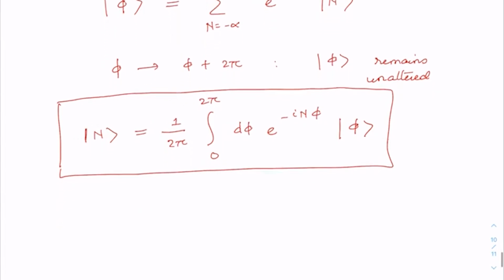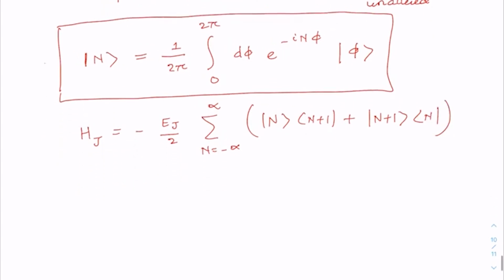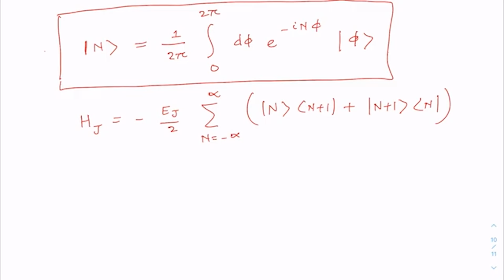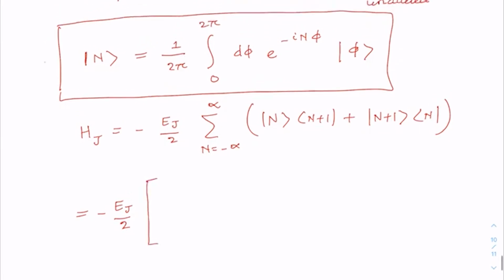Now if we utilize this expression in our Hamiltonian that we have written, H_j equals minus E_j by 2, sum over n from minus infinity to plus infinity, and we have these terms here. This whole Hamiltonian can be rewritten. Let me do that. Actually, this is not difficult. In 2 or 3 steps I can show you explicitly. It is E_j by 2.